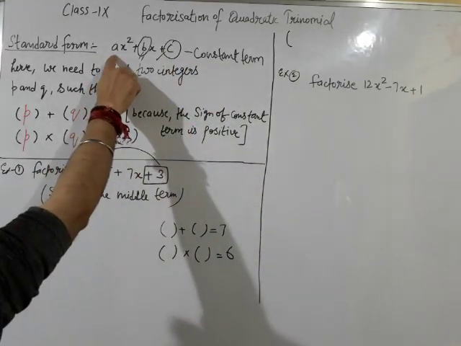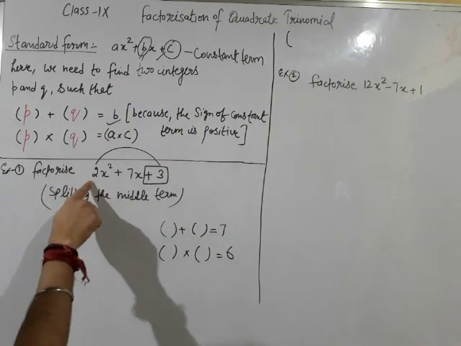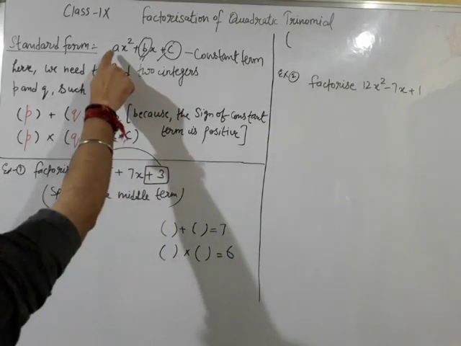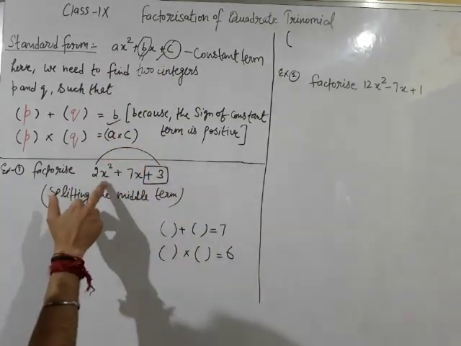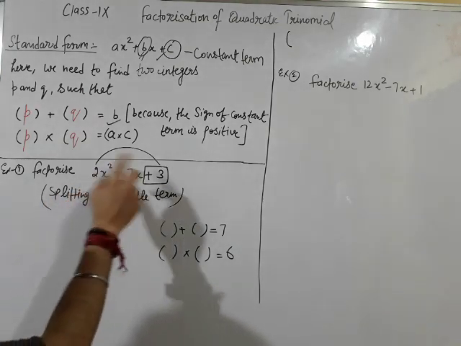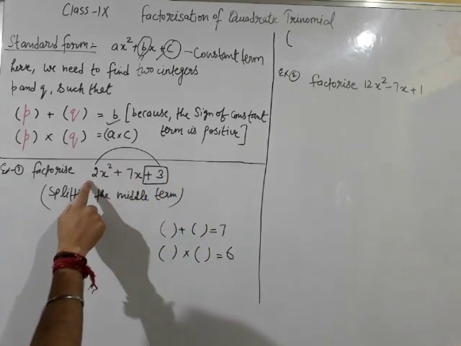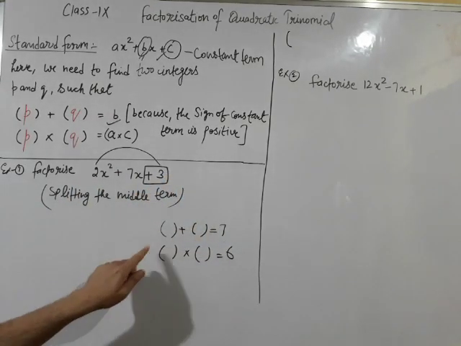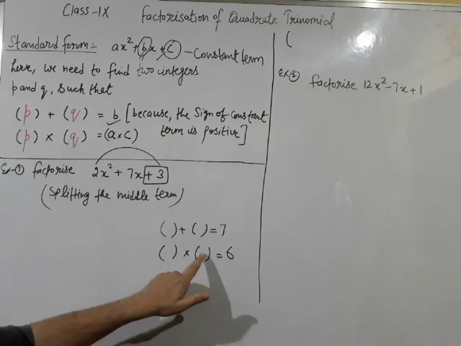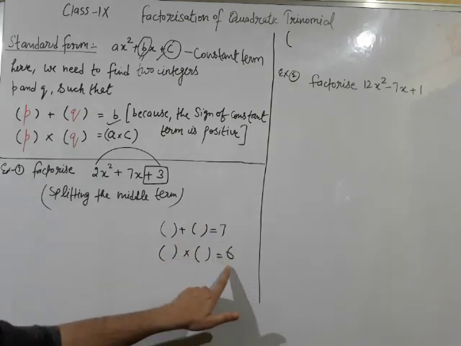A is the coefficient of x square, and here the coefficient of x square is 2. Here we multiply a by c. So we will multiply the coefficient of x square by c. Here c is equal to 3 and a is equal to 2. So 2 multiply 3 is equal to 6. Can you tell me the two numbers? By adding them we will get 7 and by multiplying them we will get 6.